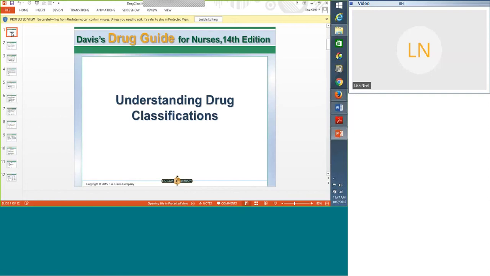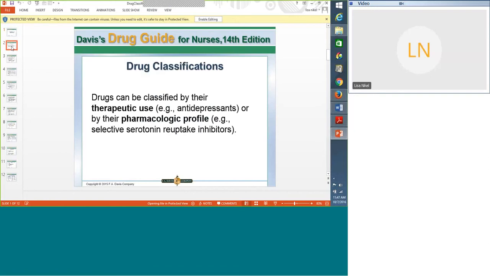So this PowerPoint talks about understanding drug classifications, and a lot of this, when you're going through the Davis Drug Guide, these are the key bold printed things that you'll see in respective categories when you're looking up your drugs. Drugs can be classified by their therapeutic use, such as antidepressants. They're used to help with depression, so that's their therapy. That's what they're used for.